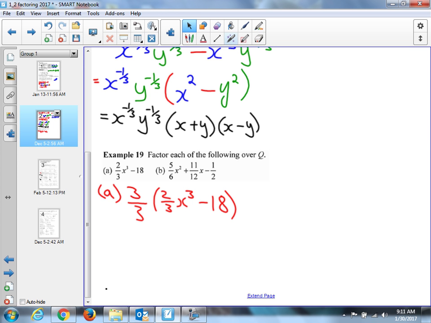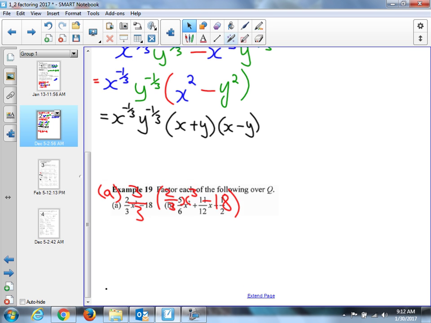What good does that do me, though? Well, it gets rid of this fraction, because then I have to distribute. 3 times 2 divided by 3. Well, the 3's cancel, don't they? And I have to think it through with 3 times 18 as well. I have to distribute what I'm doing. But does that make some sense? Okay. So that's what I'm thinking.